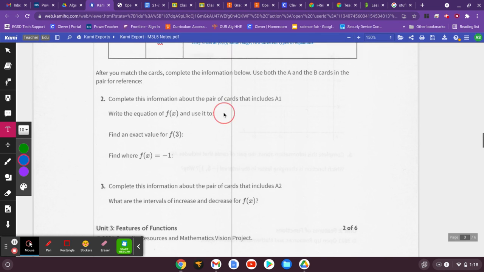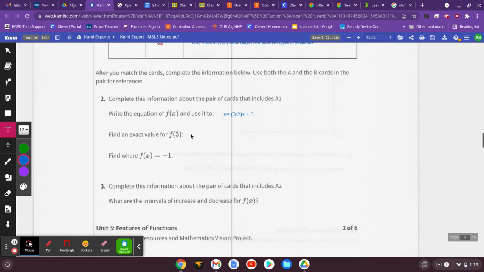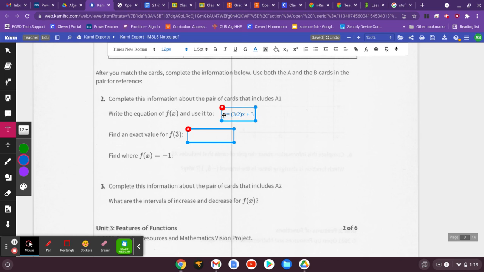So that means my equation is y equals 3 halves. I'm just going to do 1.5. No, I'm going to do 3 halves, parentheses on here, x plus, and I think it said it crossed at 3. Okay, so that's my equation. Oh, I need to make this bigger. That's why that's so small. There we go. All right, so f of 3. Oh, you know what? f of x, not y. Let's fix that.